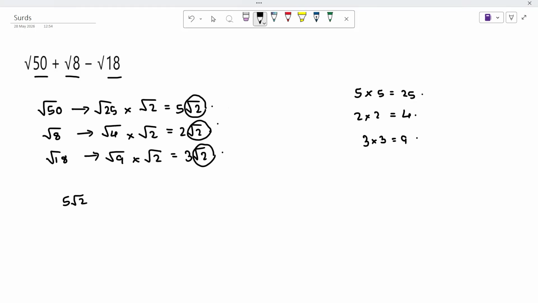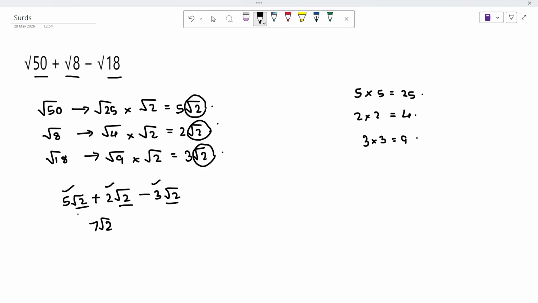Let's see, root 50 is 5 root 2. Let's arrange them in the correct sequence. Plus root 8 is 2 root 2. Minus root 18 is 3 root 2. So then we get 5 root 2 plus 2 root 2, which is nothing but 7 root 2. So when we're solving this, guys, look at only 5, 2 and 3. The root 2 is always there. Just ignore it and keep solving like you're normally adding or subtracting any number.